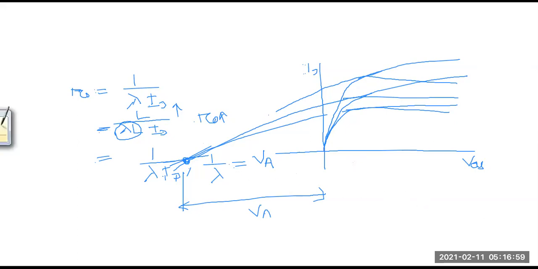Now our main aim is to increase the output resistance. So how to do that? The first method is source degeneration. The second is cascode.